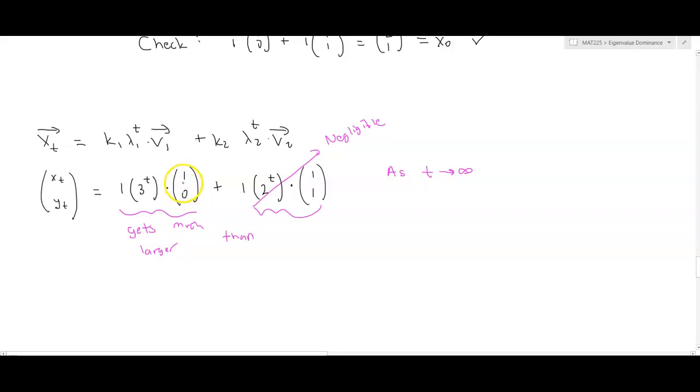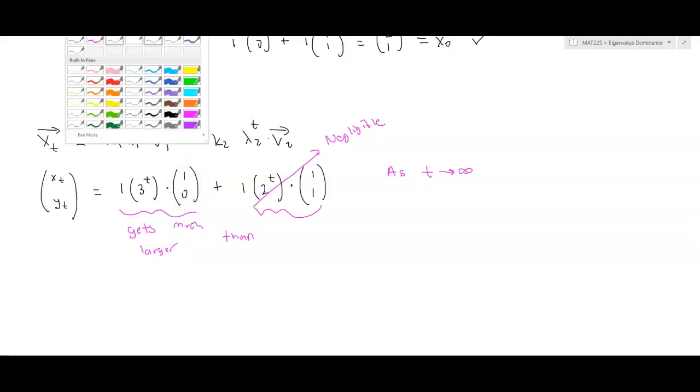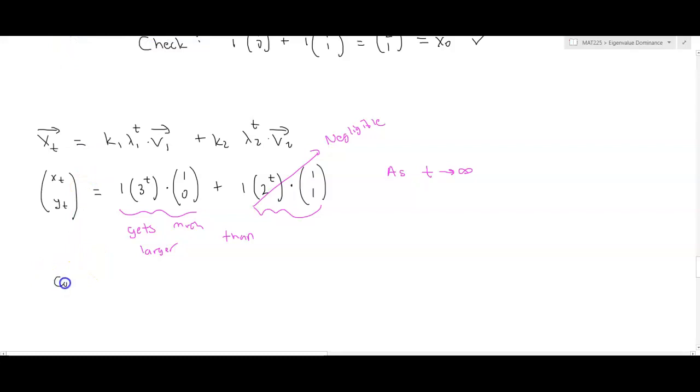And so now what we want to be able to do is to write out the components. So just to see that even though this is a vector equation, this gives me a formula for x at time t is going to be 1 times 3 to the t times 1, which is just 3 to the t, plus 1 times 2 to the t times 1, which is just 2 to the t. And y sub t will equal 1 times 3 to the t times 0, which is just 0, plus 1 times 2 to the t times 1, which is just 2 to the t.